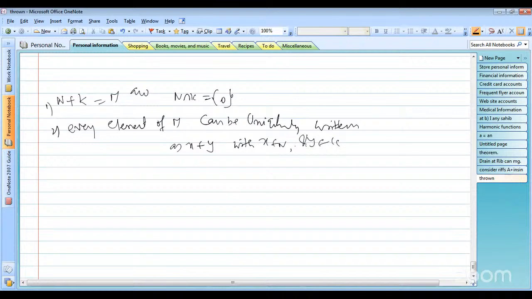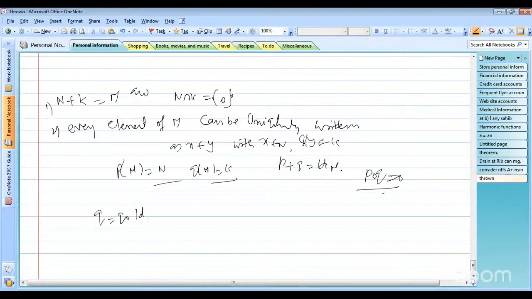So there are endomorphisms P and Q, such that P of M is equal to N, and Q of M is equal to K. Therefore, P plus Q is equal to IDM. So P circle of Q is equal to 0. From this one, its consequence is Q circle of Q is equal to Q.